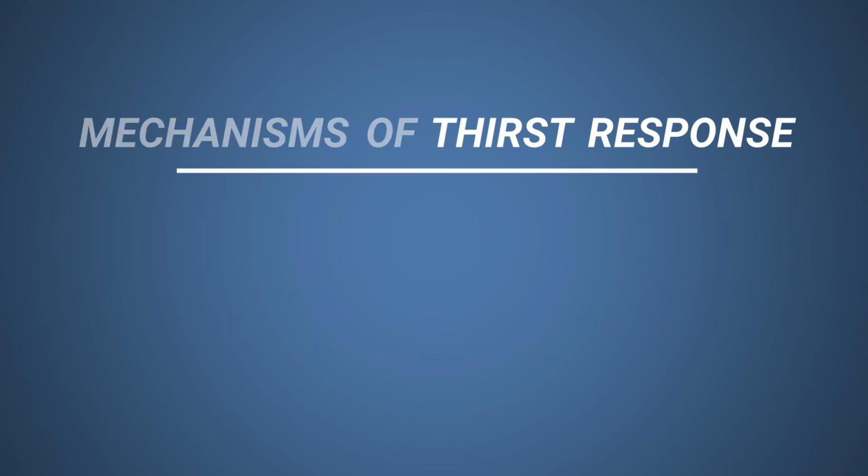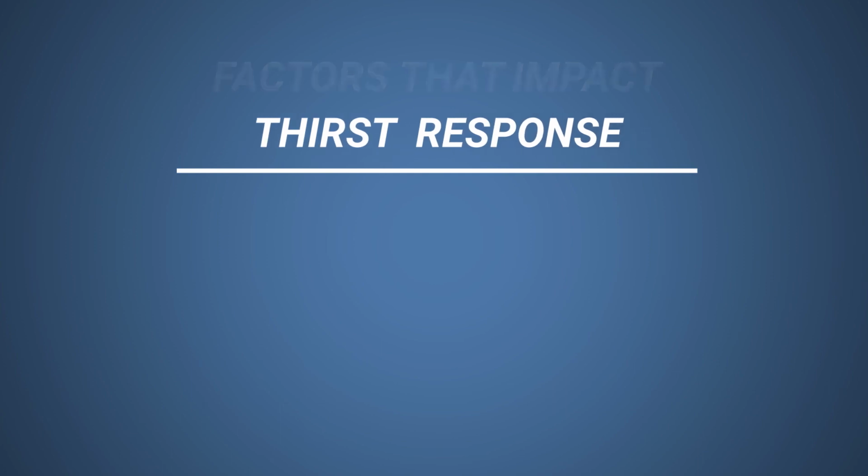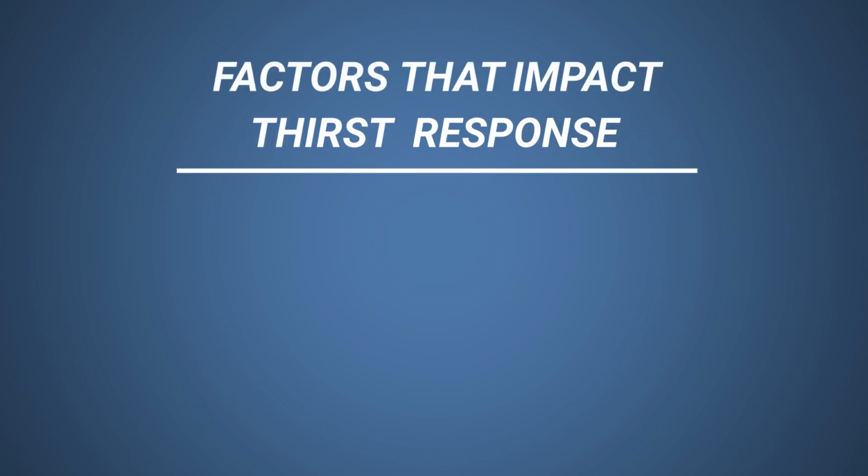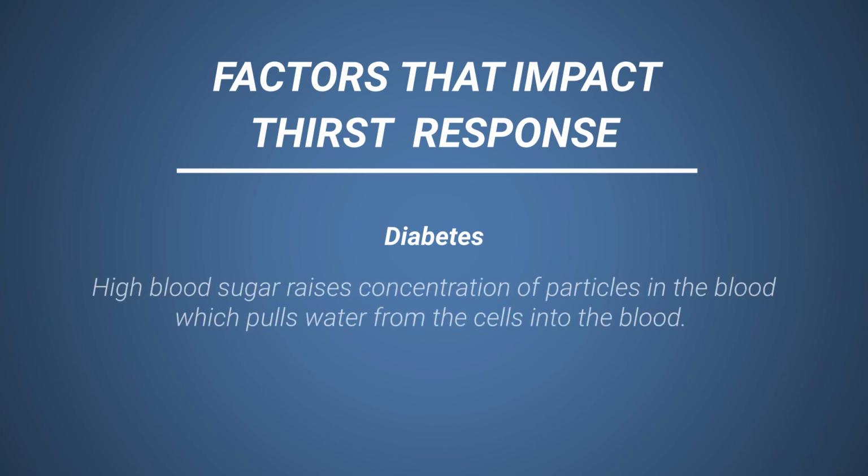There are several factors that can impact this physiological thirst response. For example, diabetes can increase thirst because high blood sugar raises concentration of particles in the blood, which the body compensates for by pulling water from the cells into the blood. This then increases urination, and in turn, makes someone more thirsty.